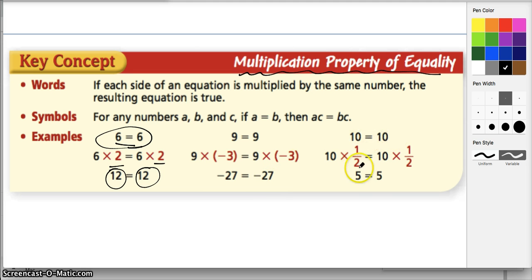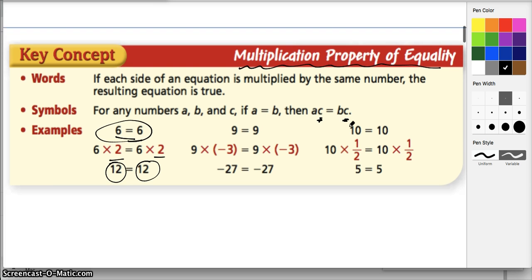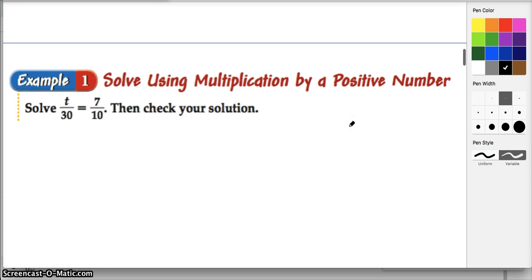If I multiply both sides of an equation by a fraction, I'm going to get the same value on either side. So the rule says in symbols, if A is equal to B, then A times some number C is going to be equal to B times some number C. Therefore, I can multiply C on both sides of the equation and maintain equality. You've heard it before. What you do to one side, you've got to do to the other to maintain equality.